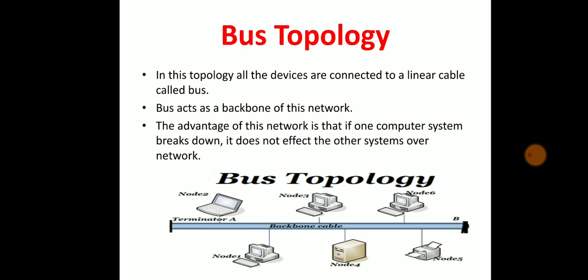The advantage of this network is that if one of the computer systems breaks down, it does not affect the other systems on the network. It means that when we create a bus topology network, if any one system is disturbed or breaks down or is corrupted, then the other systems run properly. There is no effect on the other system nodes. That's why we use the bus topology. It is also for a small network.